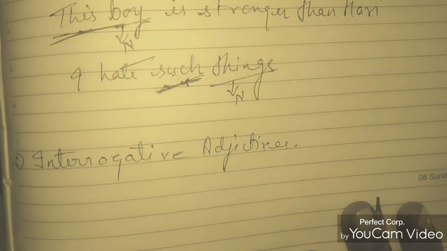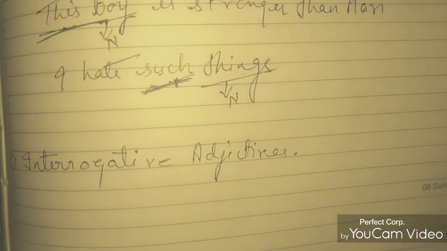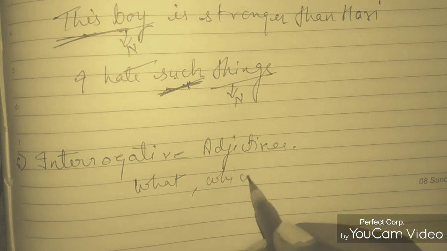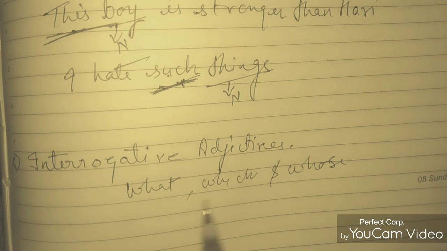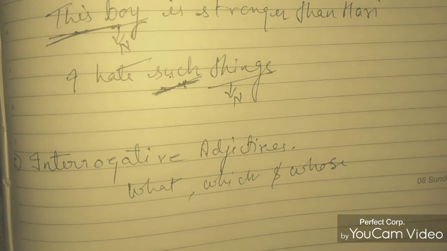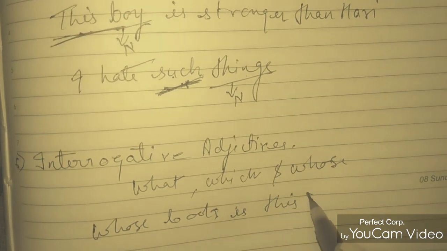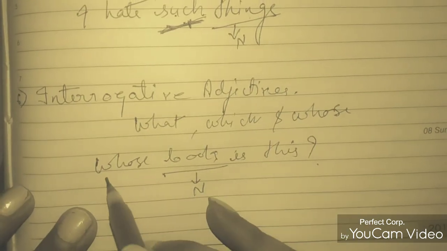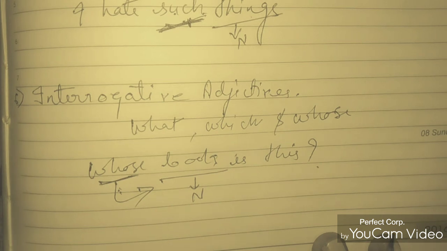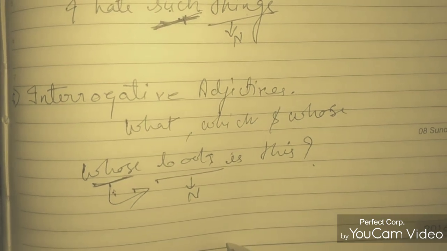Now the next one is interrogative adjective. What, which and whose, when they are used with a noun to ask questions, are called interrogative adjectives. So when we use these WH words with a noun to ask questions, they are called interrogative adjectives. Like I say, whose book is this? Noun and whose. We are asking whose thing this is. So this will be an interrogative adjective. Like, what manner of man is he? What manner? This will be an interrogative adjective.